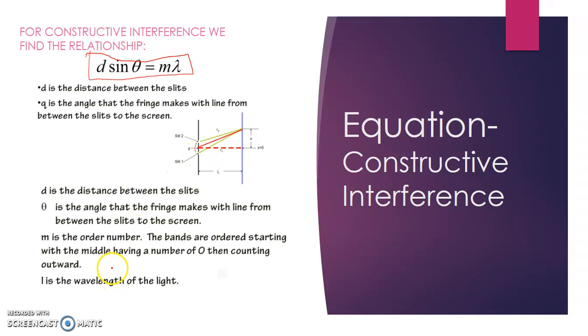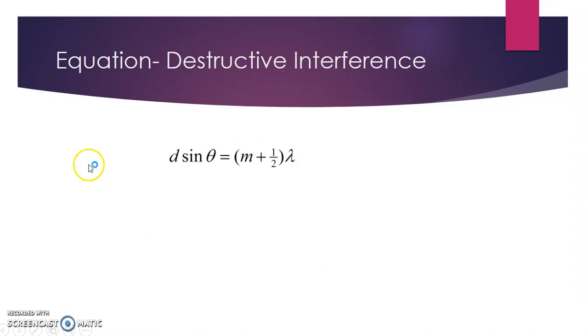m is the order number, and the bands are ordered starting with the middle having the number 0, then counting outward. And λ is the wavelength of the light. We also have a similar equation for destructive interference. We're going to see these two equations when we get to the practice problems.